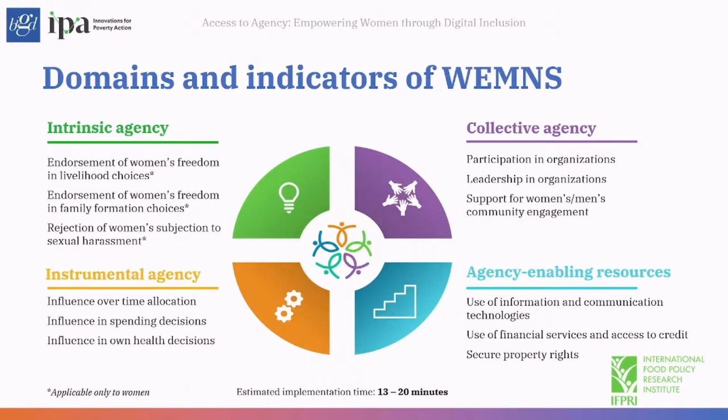So this talks about self-efficacy, attitudes towards women's freedom in livelihood choices, and so on. Instrumental agency, which is probably the form of agency that we're most familiar with. And this talks about time allocation, your decision making over spending, and how much influence you have there.